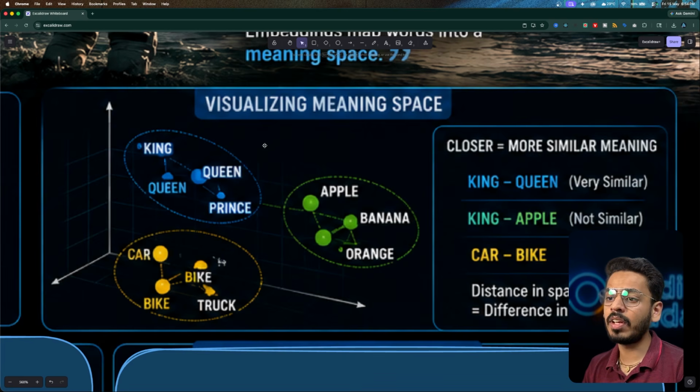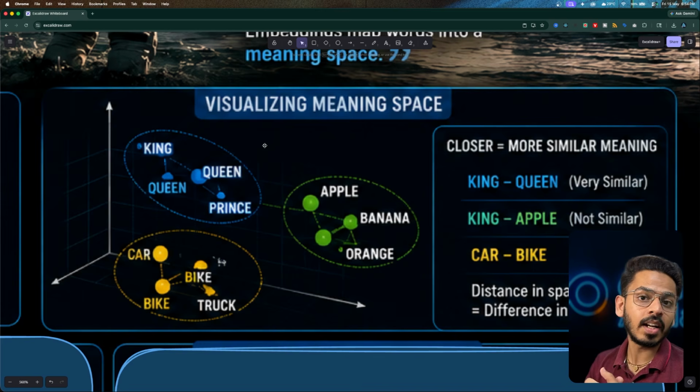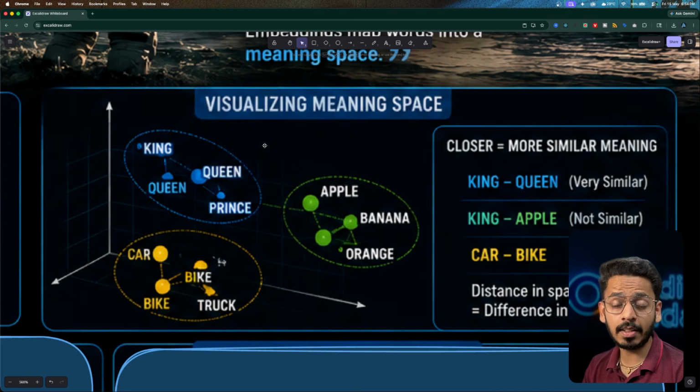The next example that we take is about fruits: apple, mango, banana, pineapple. All these words are relatable to each other because they come under a single category called fruits. And then we have the third category, which talks about car, bike, truck, aeroplane, ship. These words come under a single category, which is mode of transport, so we can say these words are relatable to each other.